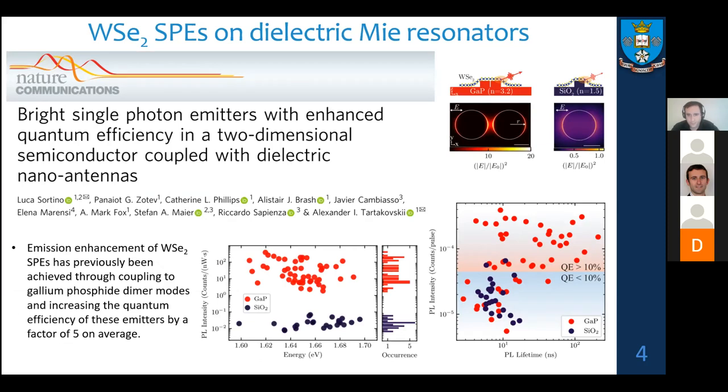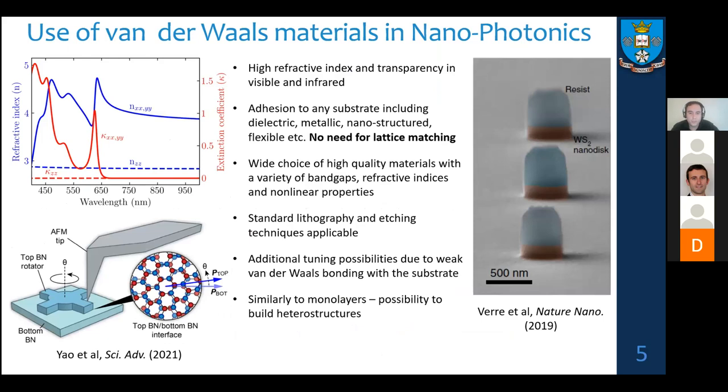And so going off of this use of dielectric Mie resonators for enhancing single photon emission, we employ van der Waals materials in this regard to make nanophotonic structures. The advantages being that van der Waals materials have a very high refractive index and transparency into the visible and near infrared range.